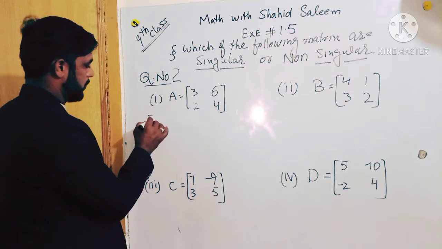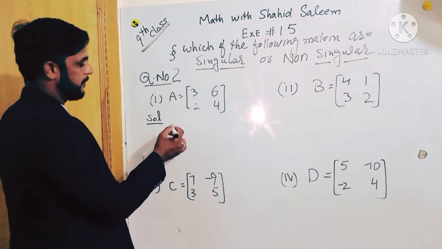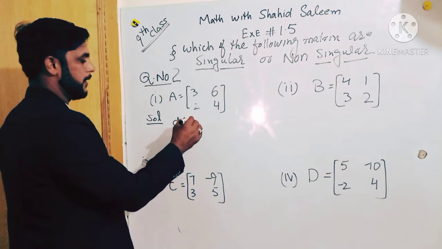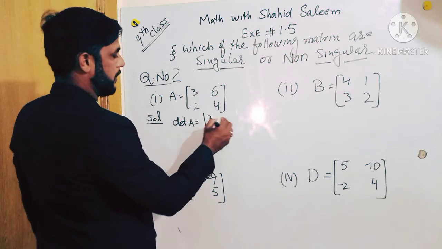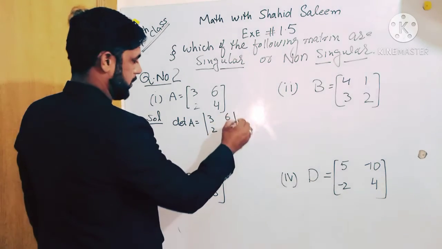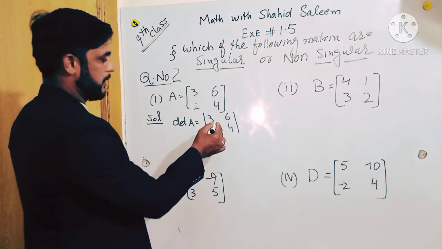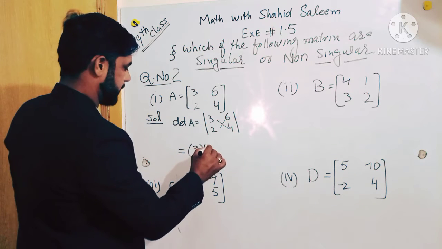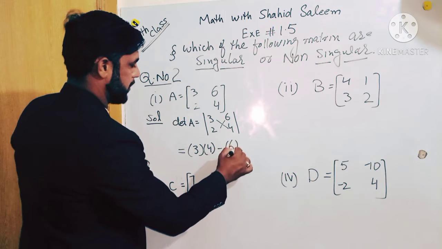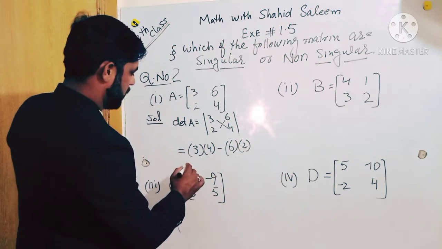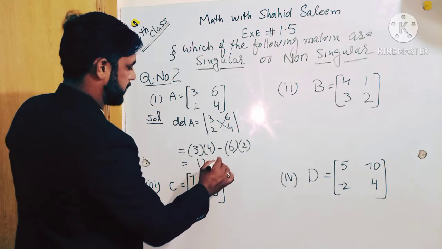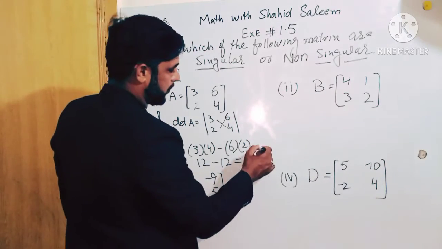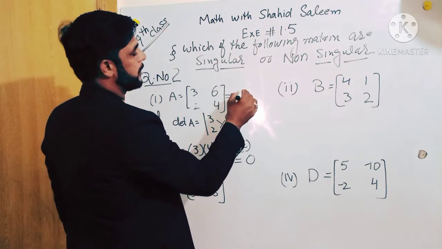So solution of first question. First of all, we find the determinant of these matrix. Determinant of A, 3 6 2 4 determinant. Cross multiply of the diagonal of these matrix: 3 multiplied by 4 minus 6 multiplied by 2 equal to 12 minus 12 equal to 0. Here result is 0, so this A matrix is singular.